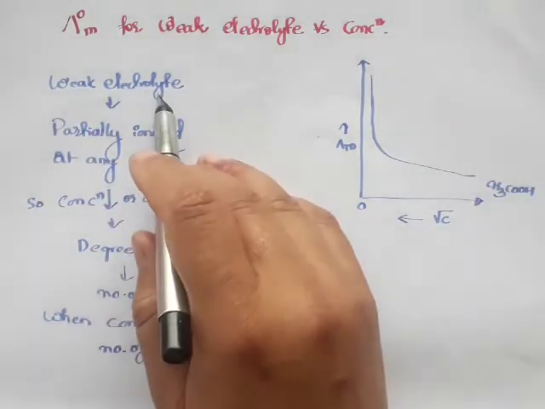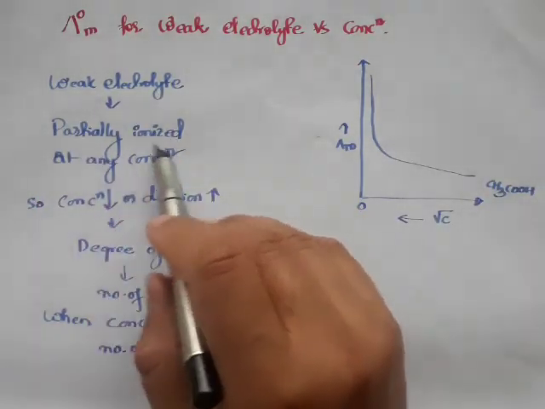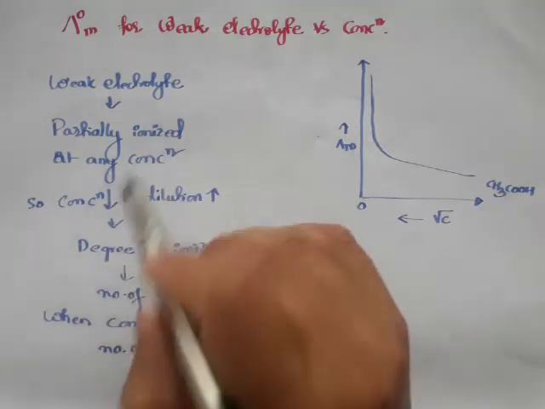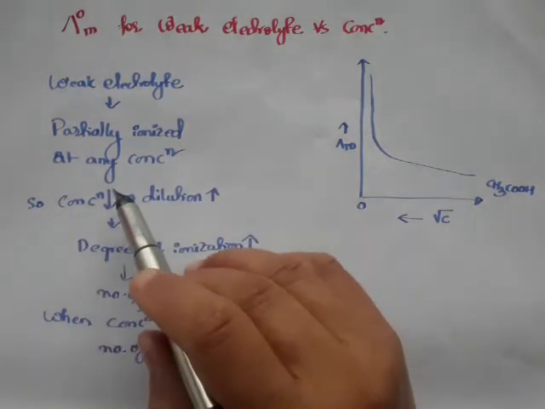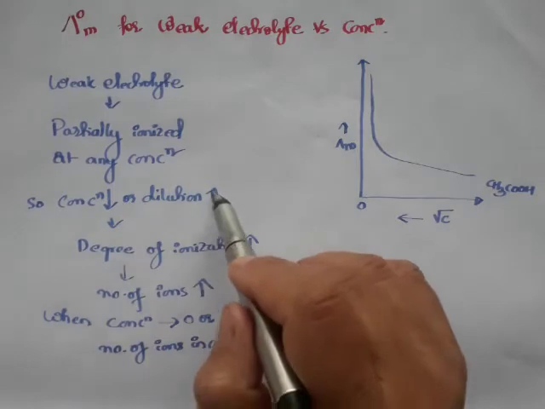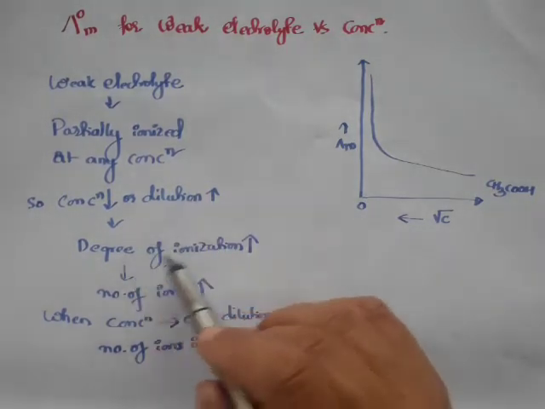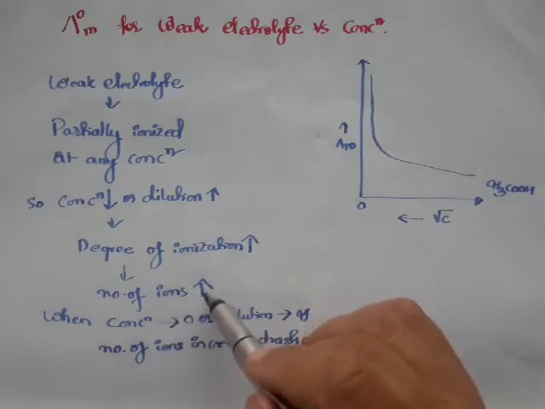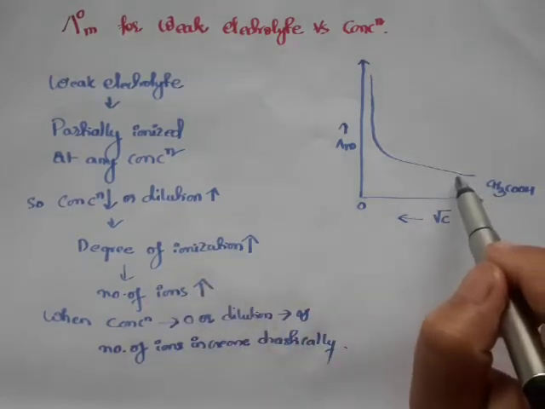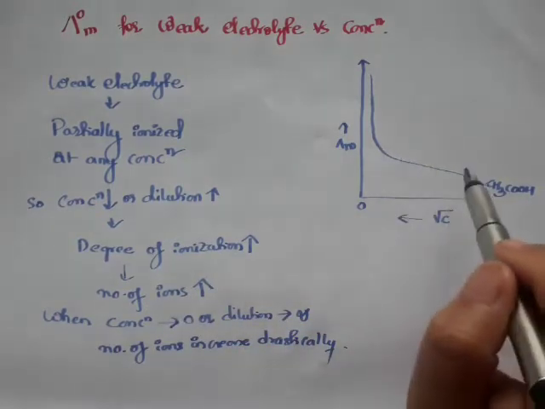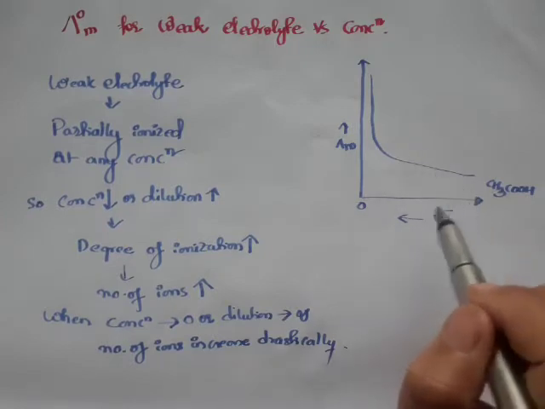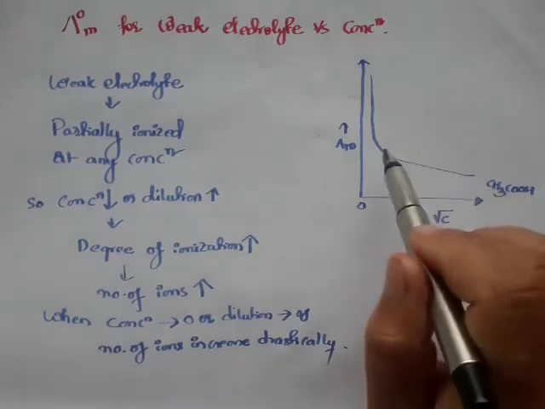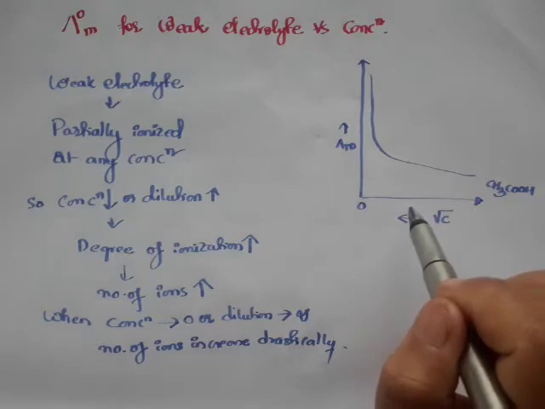So what is a weak electrolyte? It is an electrolyte that is partially ionized or dissociated at any concentration. Now with decrease in concentration, or increase in dilution, the degree of ionization will also increase. Because of that, the number of ions also increases. So there is a gradual increase in the molar conductivity with decrease in concentration.